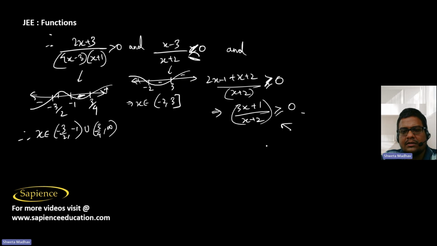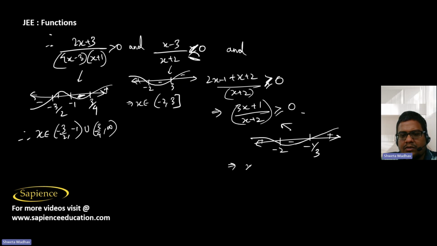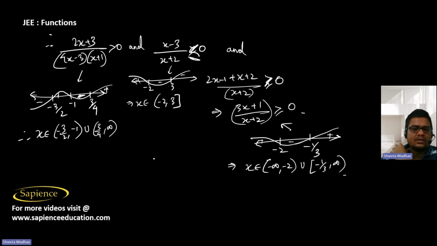And here the solution set will be, this is minus 2, this is minus 1 by 3. So if we take more than minus 1 by 3, let's say if we take 0, this will be positive, negative, and positive. So therefore here the solution set will be minus infinity to minus 2 union minus 1 by 3 to infinity. Now we have to take the intersection of all these sets.